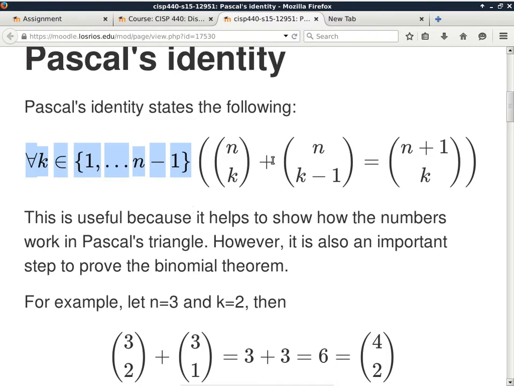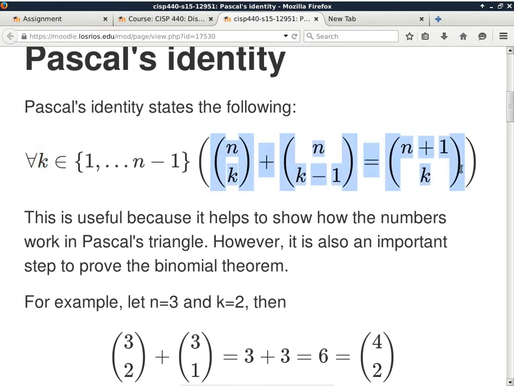So basically, if you pick a k from 1 to n minus 1, this has to be true. This equality has to be true. In other words, the number of combinations of picking k things out of n, plus the number of combinations of picking k minus 1 things out of n, will be the same as picking k things out of n plus 1 things.